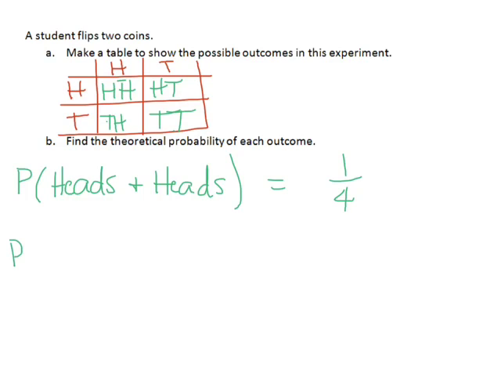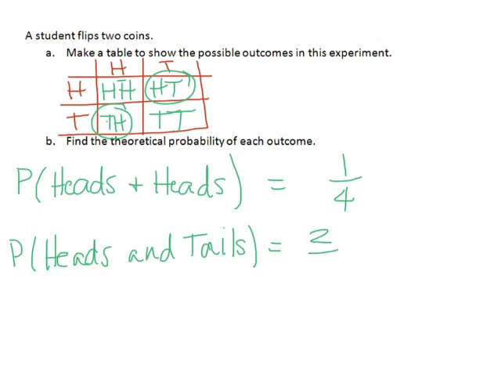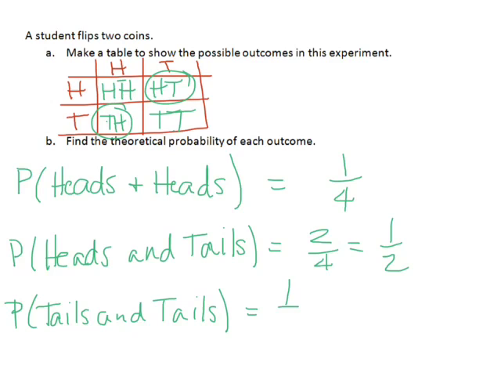The probability of heads and tails. There are 2 of them that have that composition, so 2 out of 4, which reduces to 1 out of 2. And then the probability of tails and tails is 1 out of 4.